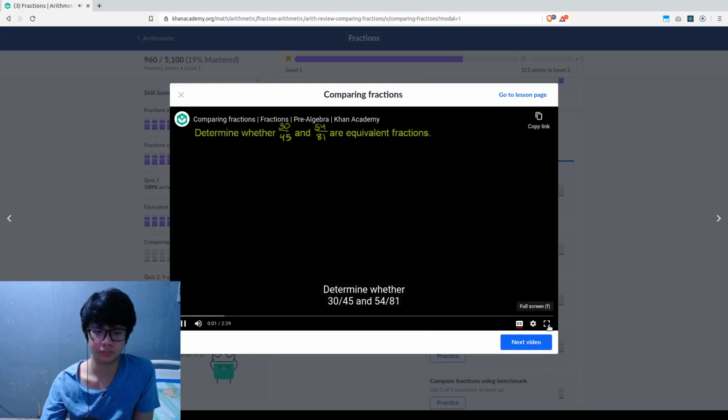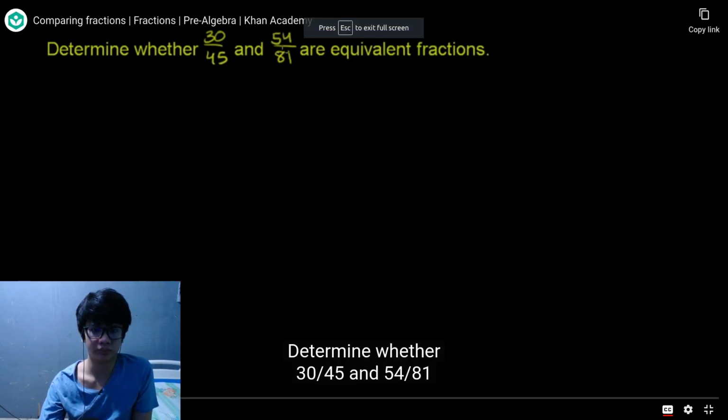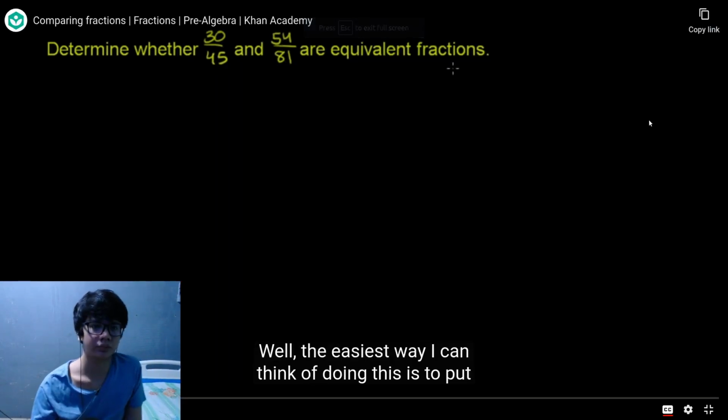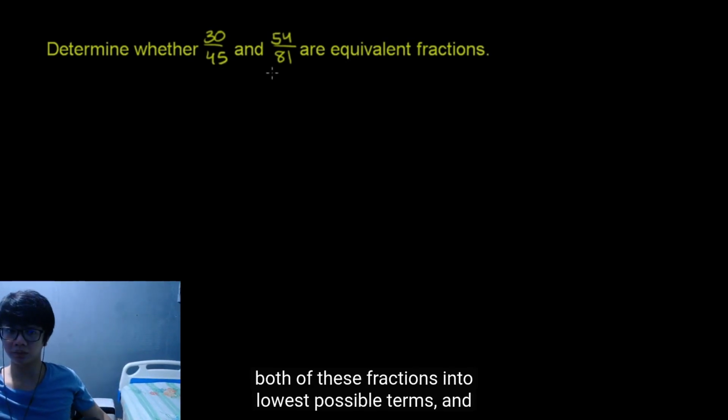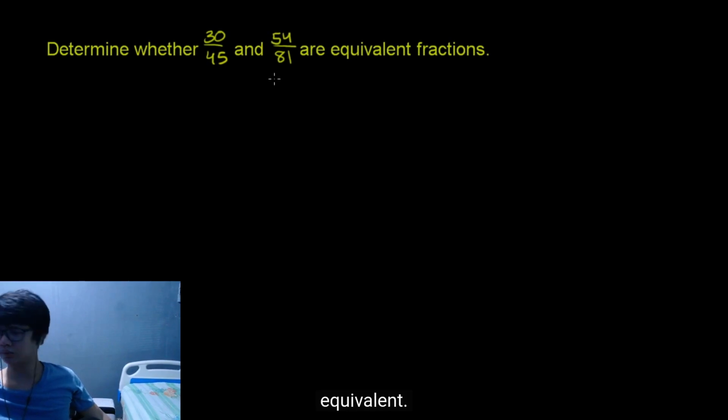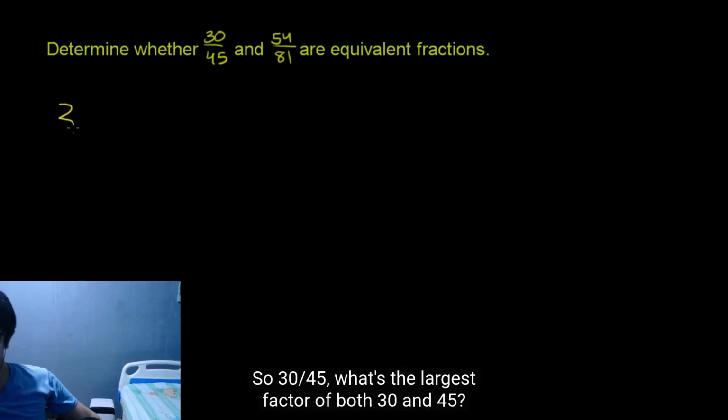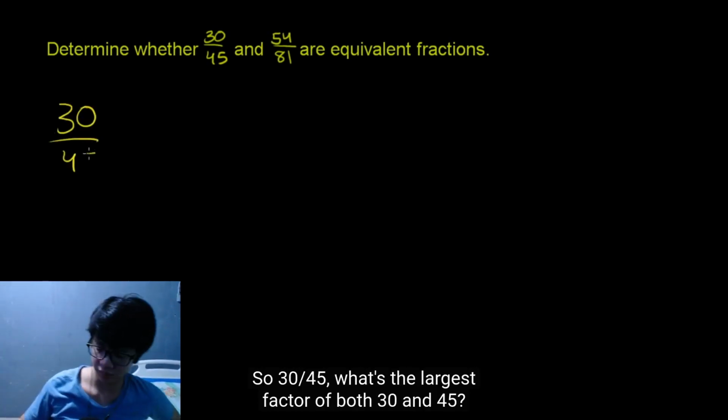Determine whether 30/45ths and 54/81sts are equivalent fractions. Well, the easiest way I can think of doing this is to put both of these fractions into lowest possible terms, and then if they're the same fraction, then they're equivalent. So 30 over 45.